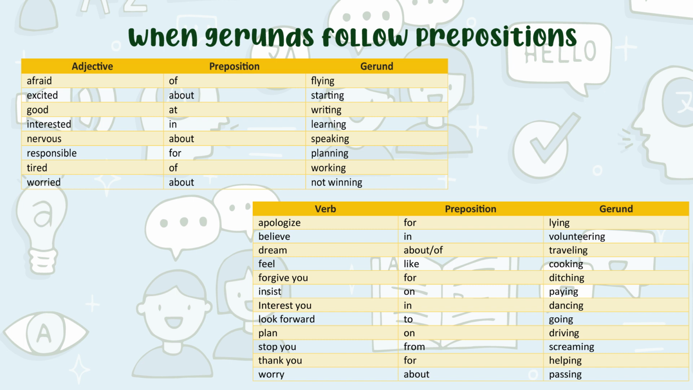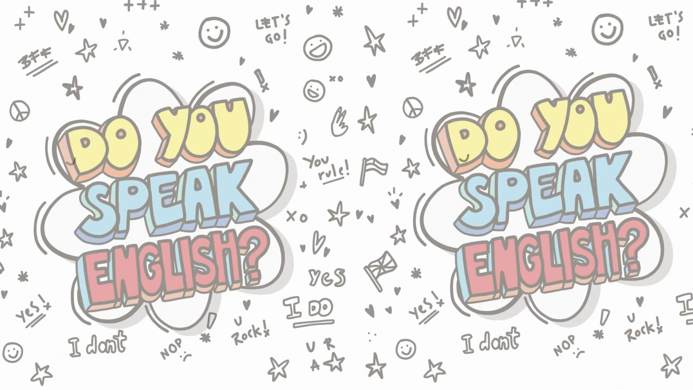The most common ones: afraid of, excited about, good at, interested in, nervous about, responsible for, tired of, and worried about. Those are the most common forms in the combination adjective preposition. Meanwhile, we have some verb preposition forms: apologize for, believe in, feel like, interest you in, plan on, thank you for. So I would like you to take a look about those examples and keep them in mind.